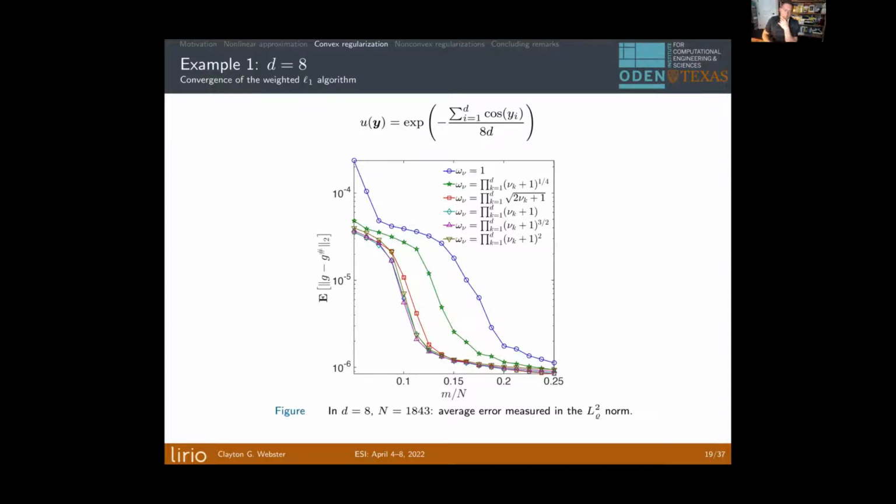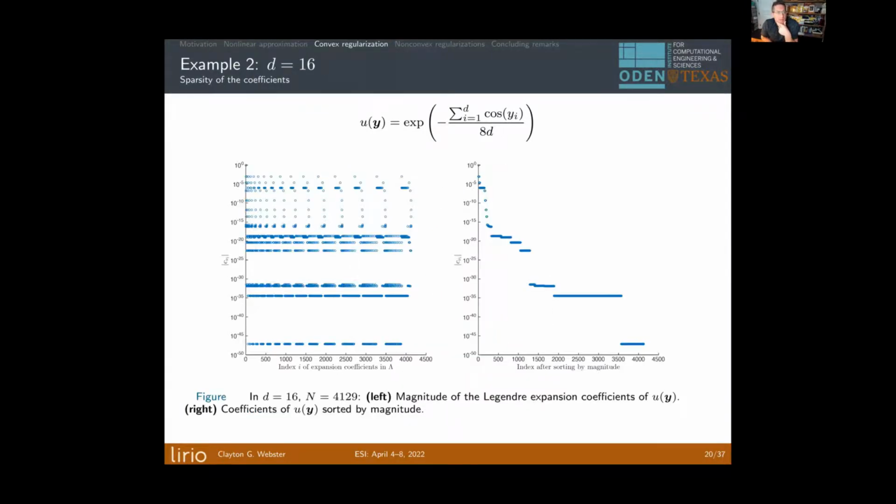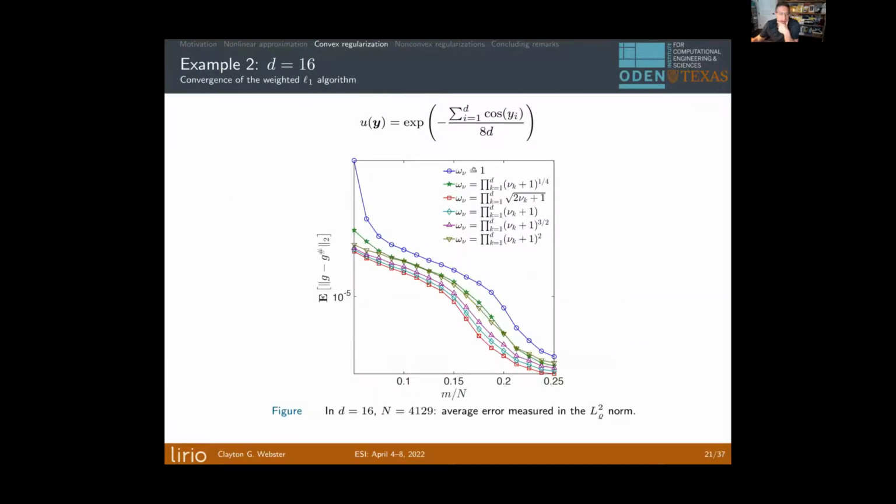Of course, this should work better if I go to even higher dimensions. So let me take the same function in now 16 dimensions and show you how things perform. As you can see, again, I'll continue to increase the weight, where this is the weight that we suggest one should use. And you can see that regardless of the increase in weight, I buy nothing.